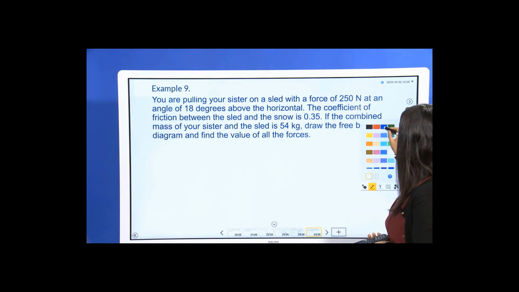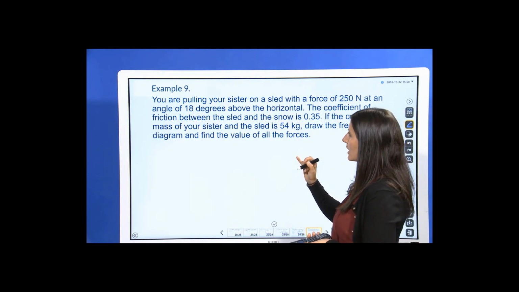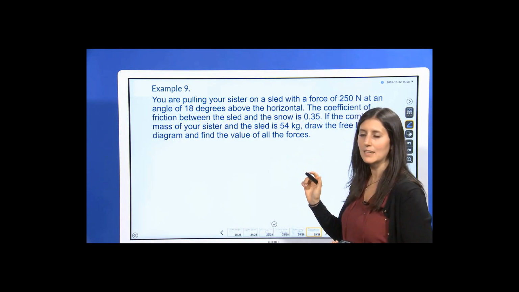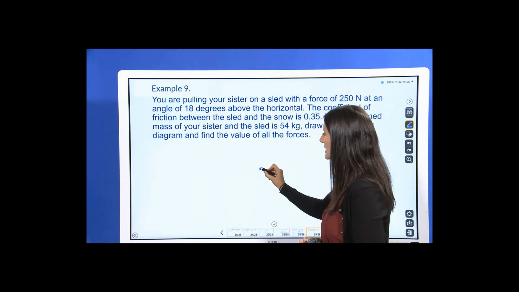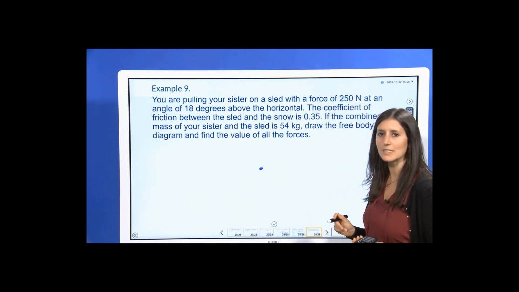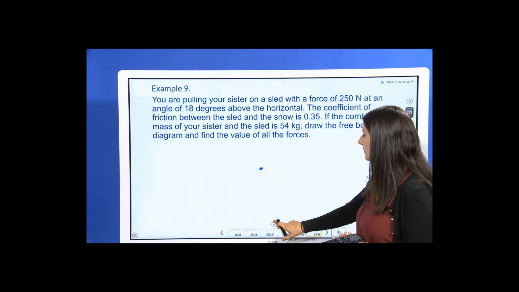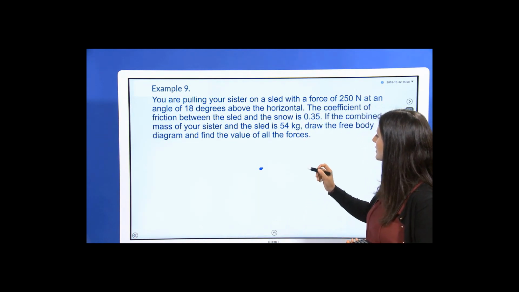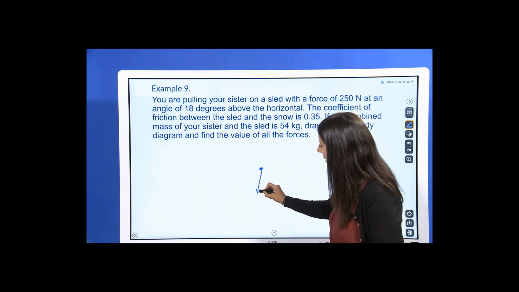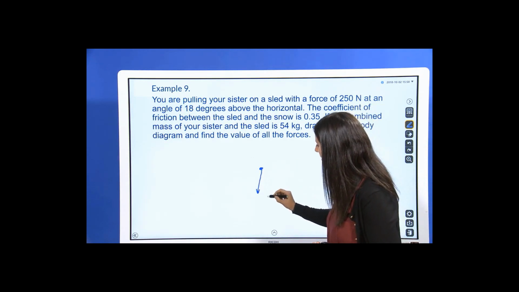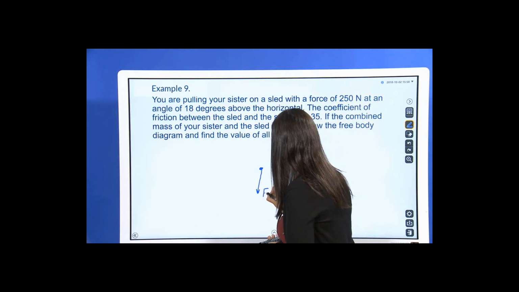So let's start drawing. We're starting with my sister and the sled. We're going to represent those two, the sister and the sled, as this dot. So the first force we always put in is the force of gravity. That one points straight down. And we can calculate it.